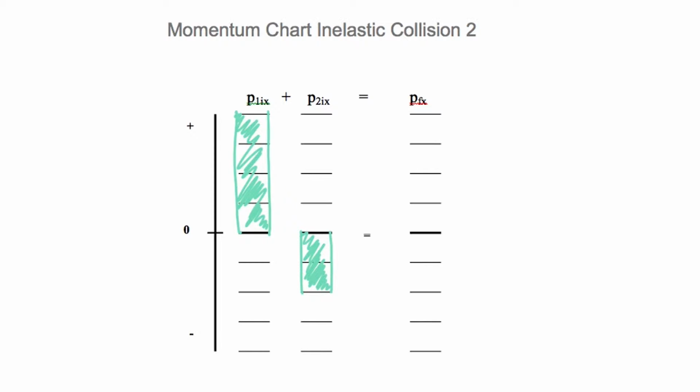We can see that the total initial momentum is 2 positive blocks. We started with 4 positive blocks of momentum. We added to that 2 negative blocks of momentum, giving us a final total of 2 positive blocks of momentum. We can write an equation under the chart for solving inelastic collisions.